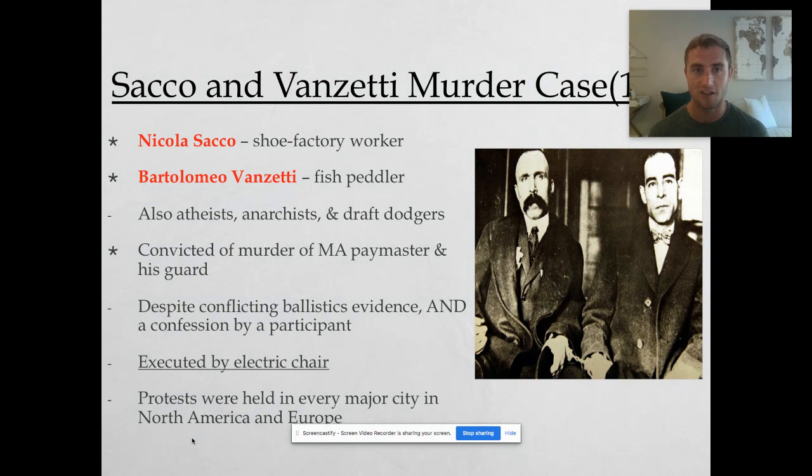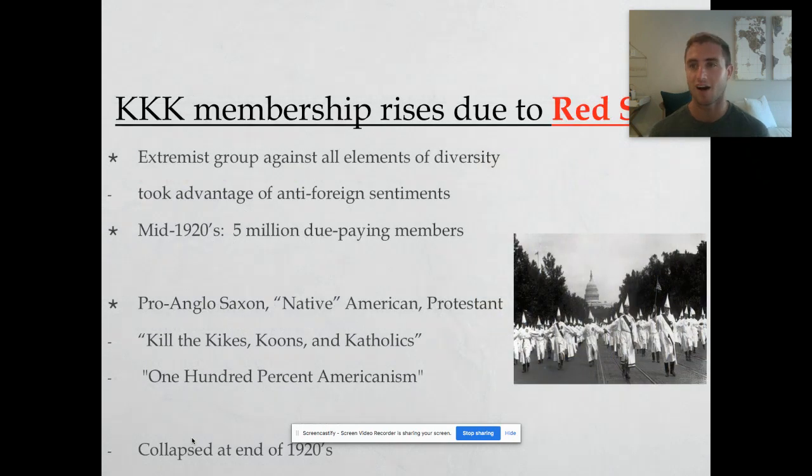This is kind of the high point in this fear and paranoia of immigration and anarchism coming from Southern and Eastern Europe during the Red Scare. Unfortunately, another thing that happens when we have this high level of immigration is a surge in the KKK. KKK are going to surge 3 times in American history.